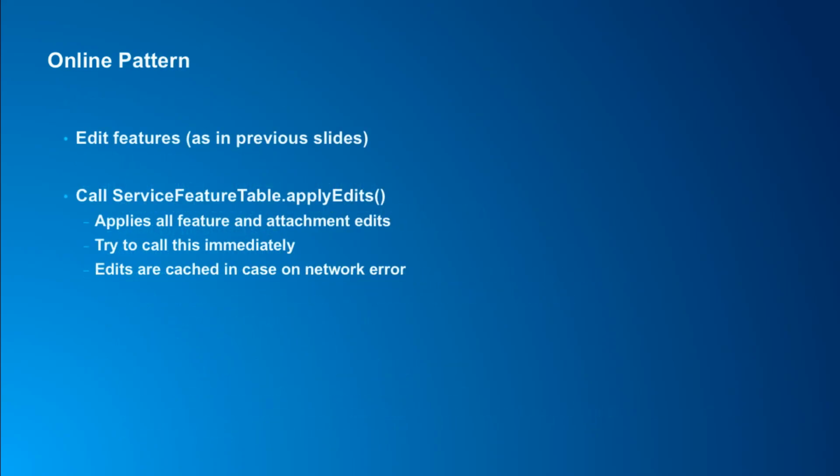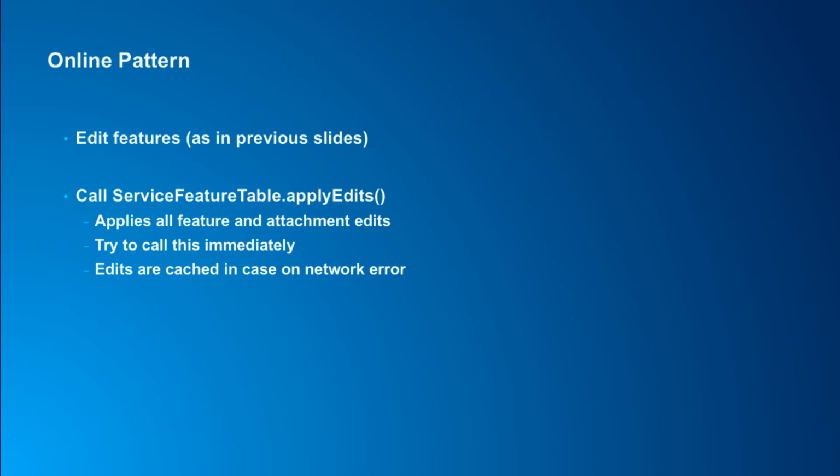The online pattern is essentially you edit your features, as we had before in the previous slides, using add, update, delete, and then you call service feature table apply edits. This applies all of your feature and attachment edits in one go. In previous versions of 10.2x, you had to do that in a two-step process. You had to apply your feature edits first, and then apply your attachment edits separately. We've bundled all that up into a single call for you. We keep track of what edits you've made client-side on the table. You call apply edits, and we'll apply them all in the right order, do all the error checking, and give you a result that lets you know what features have been applied and if there are any errors.